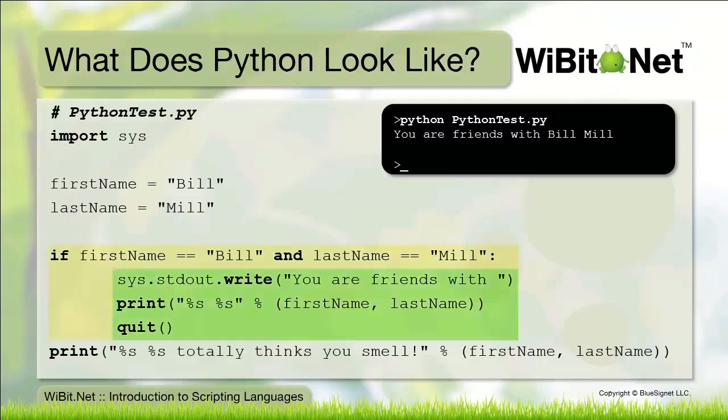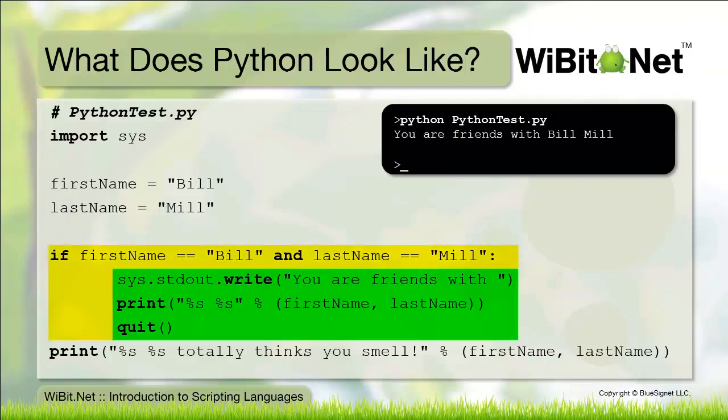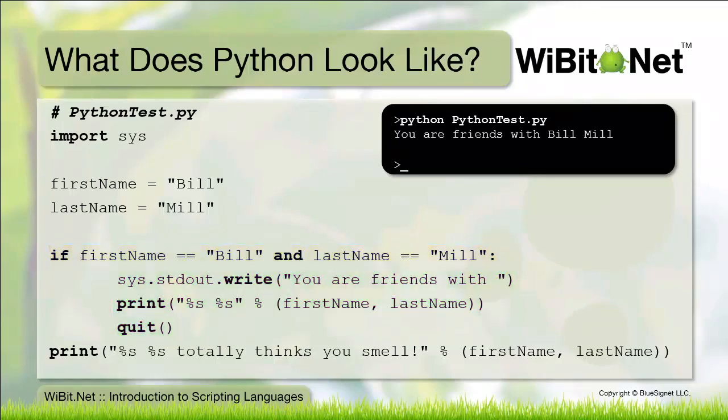So we're going to say if the first name is Bill and the last name is Mill, then we're going to write out you're friends with, and then we're going to print out Bill Mill. Just drink it all in. There's a look at Python for you. Yeah, let's drink some Python.